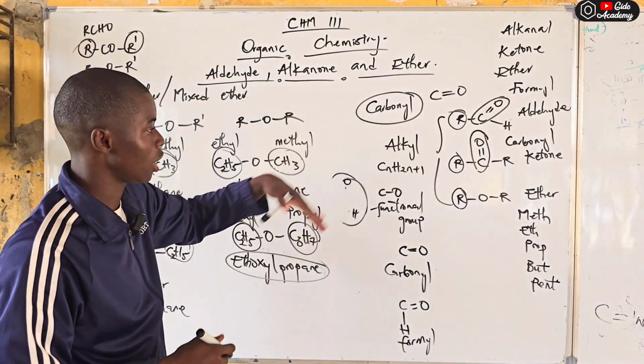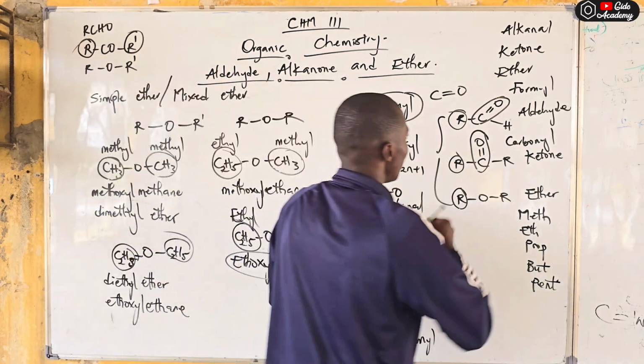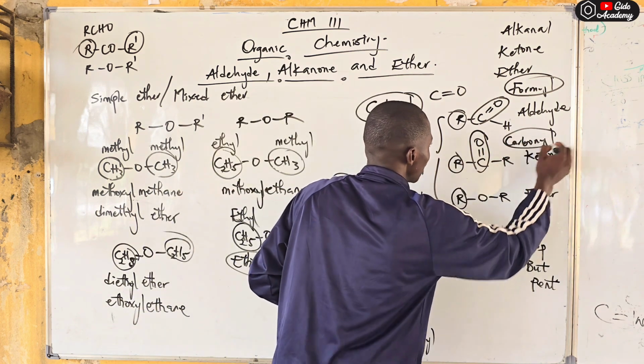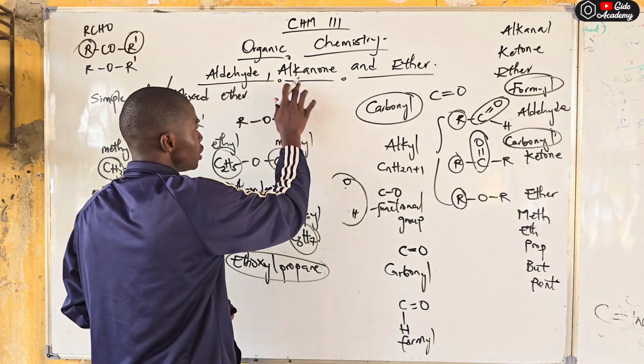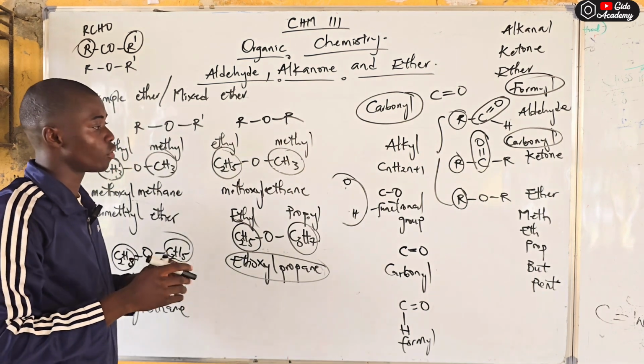So this is something you should know about aldehyde, alkanone, and ether. Like what I said earlier, aldehydes belong to the group called the formyl, but aldehyde and ketone belong to the group called the carbonyl, and the aldehyde, ketone, and ether belong to the group called the carbon-to-oxygen functional group.